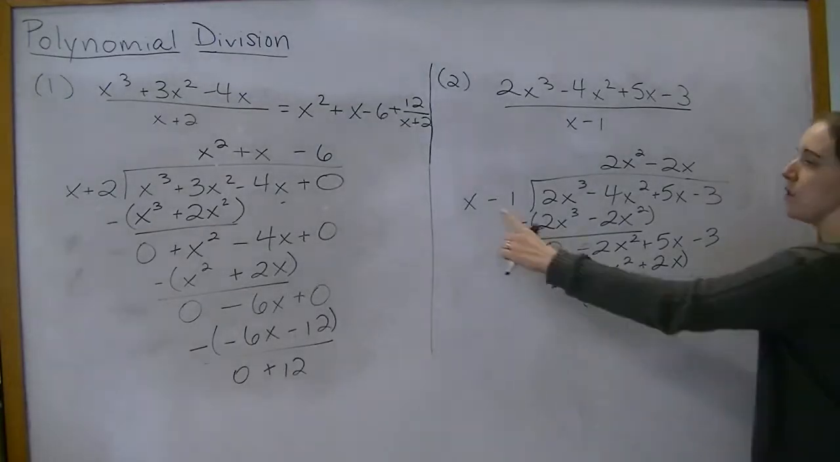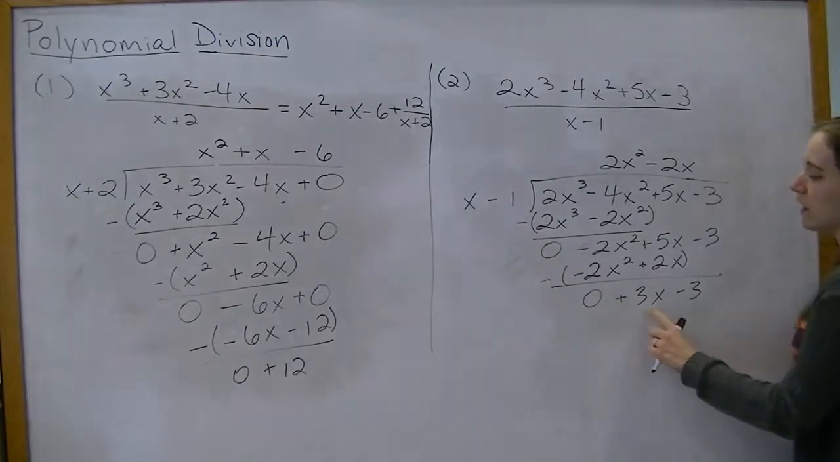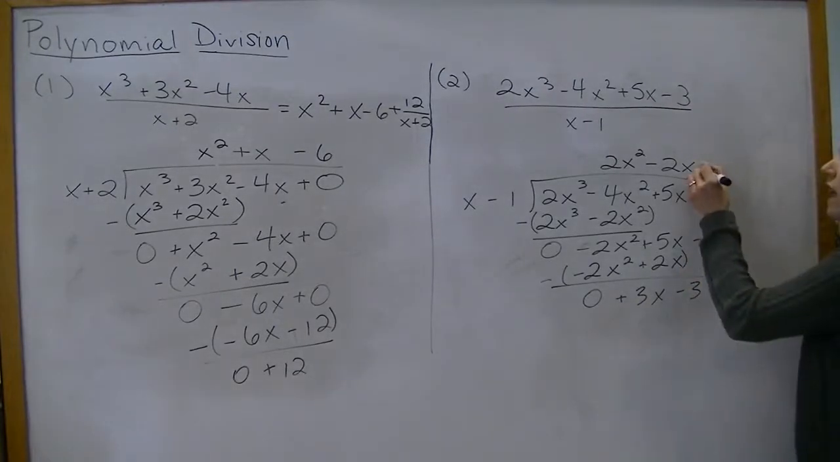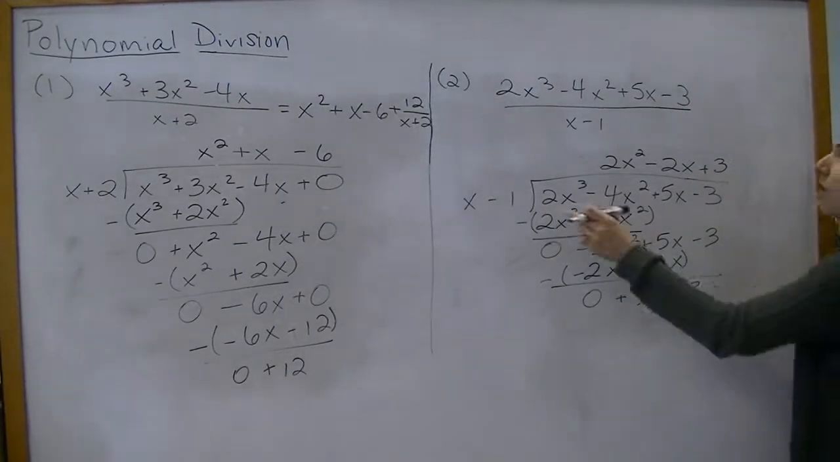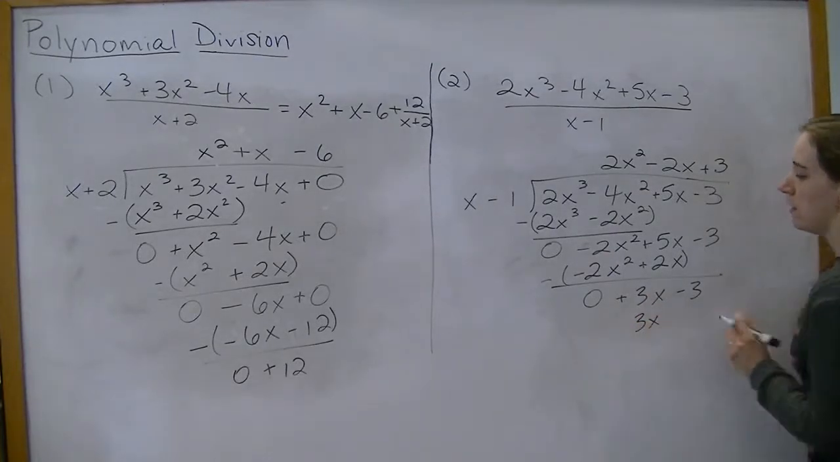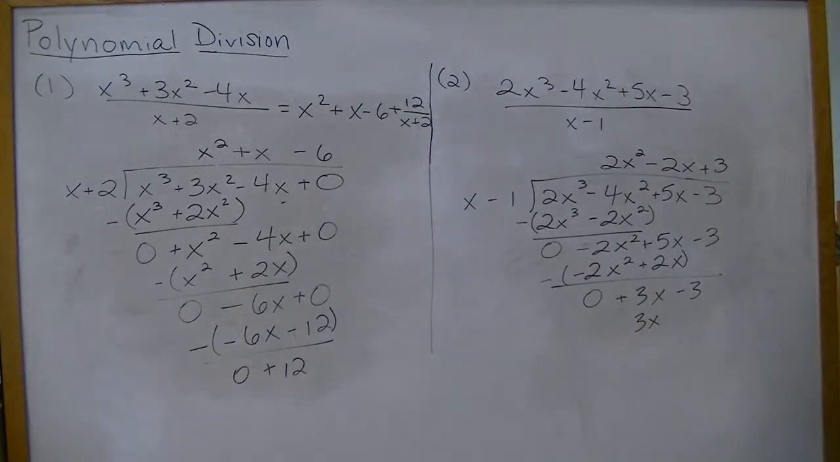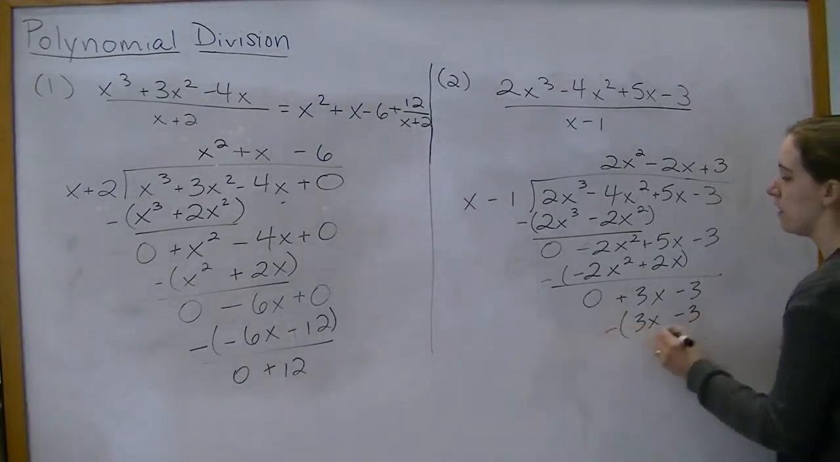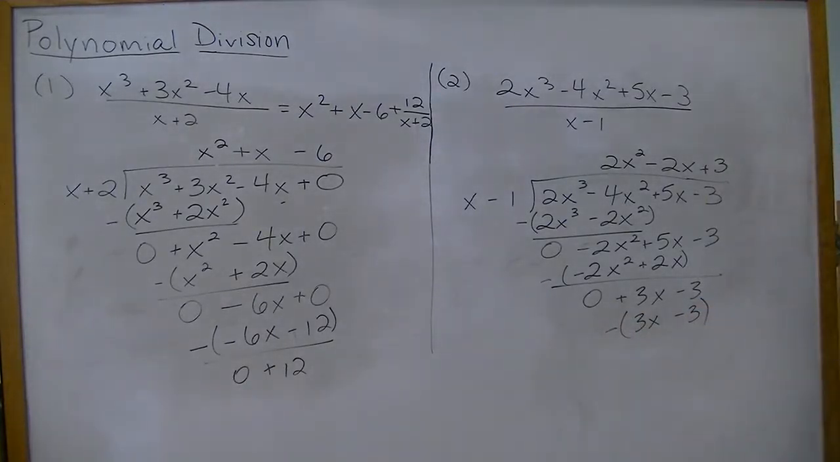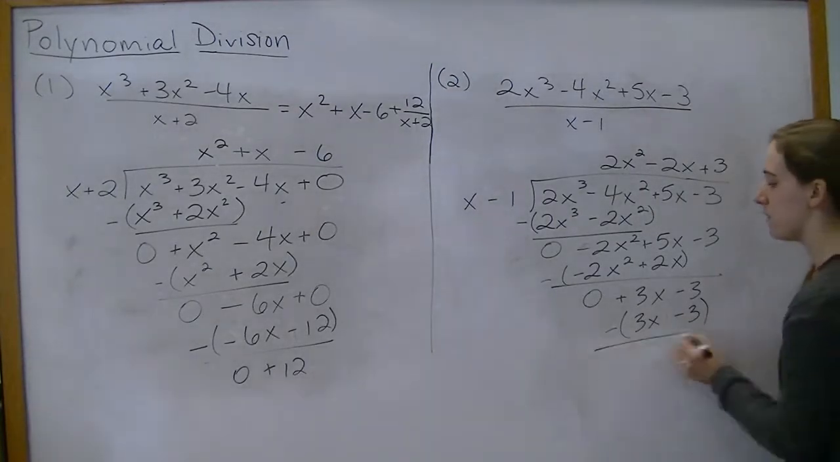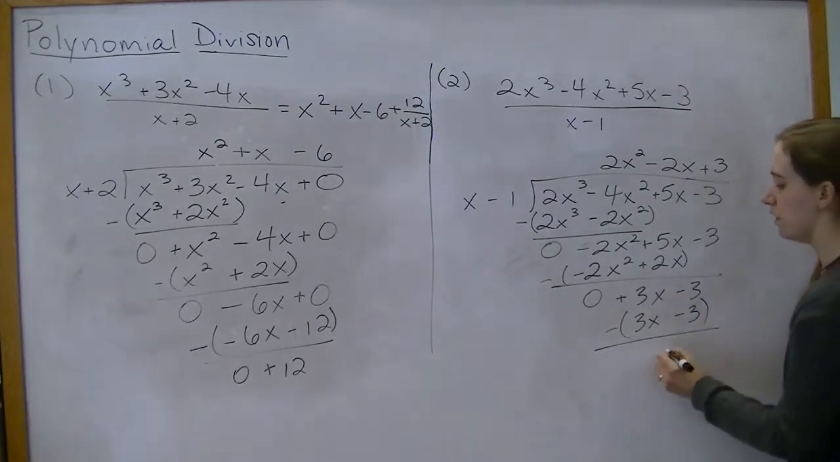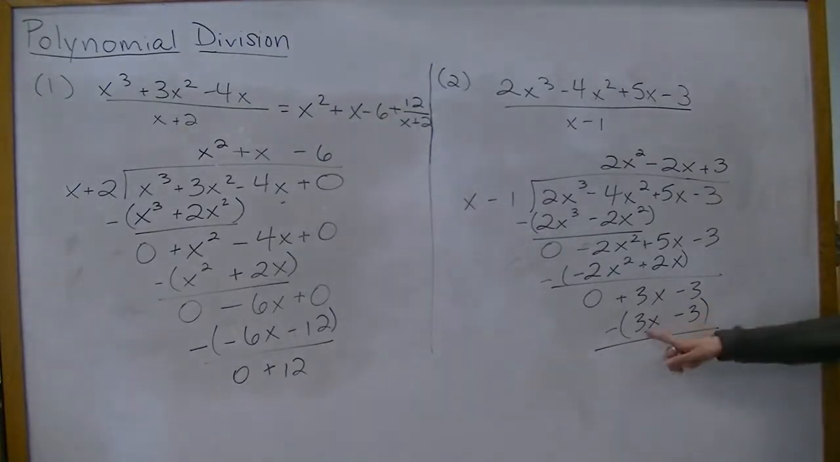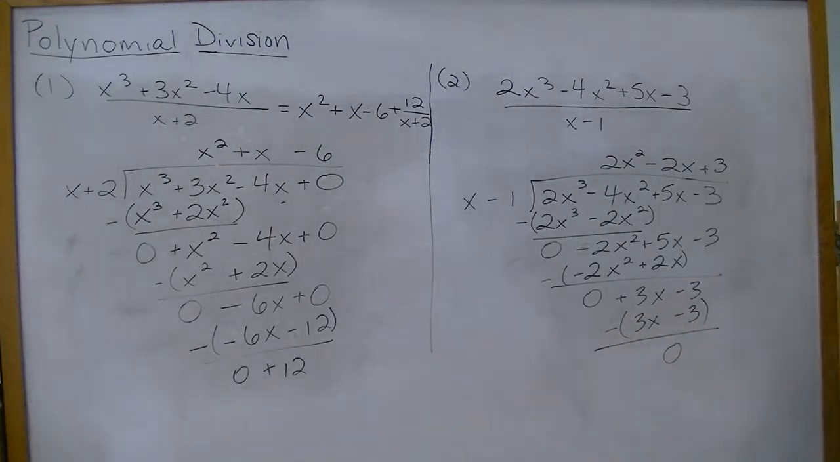So in order to get something that will cancel here with the 3x, I need to multiply the x by 3. So 3 times x gives me 3x. 3 times negative 1 gives me minus 3. So what I end up with is 0. 3x minus 3x gives me 0. Negative 3 minus negative 3 gives me 0.